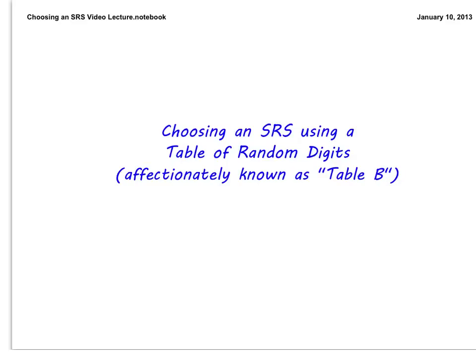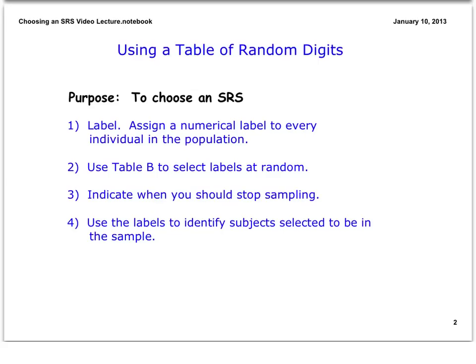The goal of this video is to show you how to choose a simple random sample using a table of random digits, and we'll come to know this table as Table B as we continue to work with it throughout the course. The instructions for this begin on page 335 in your book, and I just want to point out some things to you and use the example on page 336 to walk you through.